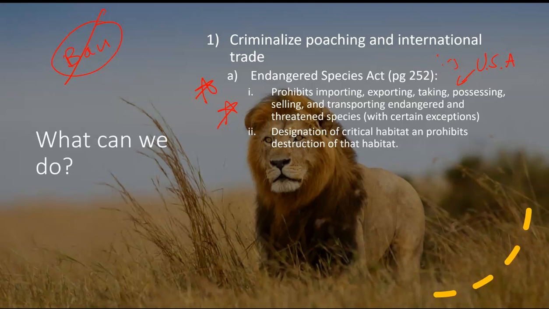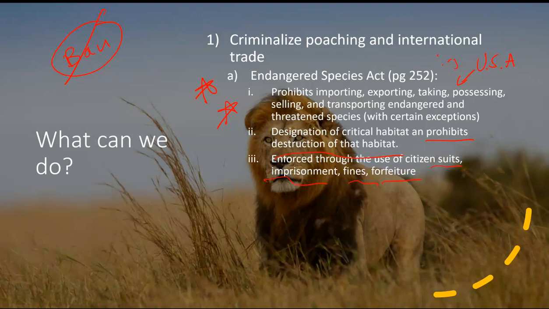Also, it designates critical habitats. So again, with habitat loss being our number one cause of biodiversity loss, the Endangered Species Act designates critical habitats and prohibits destruction of that habitat. So how does the Endangered Species Act go about doing this? Well, it is actually enforced through the use of citizen suits, so imprisonment, fines, and forfeiture of property.